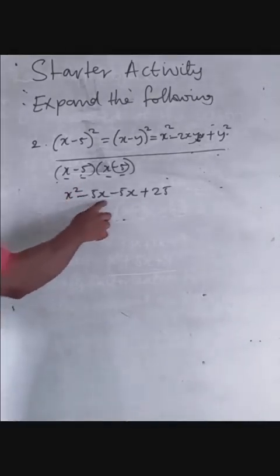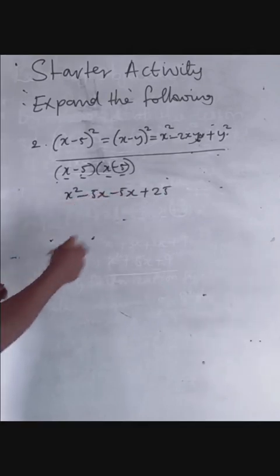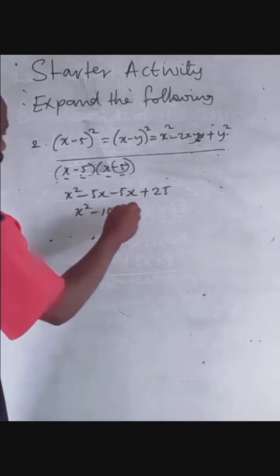So x squared minus 5x minus 5x plus 25. So therefore, minus 5x minus 5x is minus 10x. Therefore, x squared minus 10x plus 25.